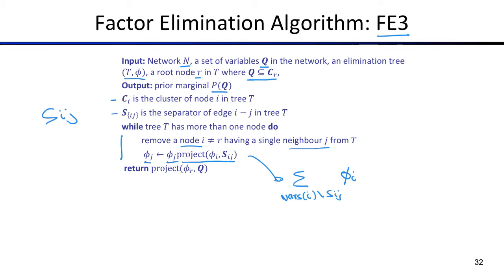And we do this process until we have just one node, one factor, and at the end we project that factor over the variables in Q. So for instance, in our example in the previous slide, we have a factor that ended over A, B, and C, and if our query variables are just A and B, we can eliminate the variable C here as a final step. Alright, so this is our factor elimination algorithm number 3.